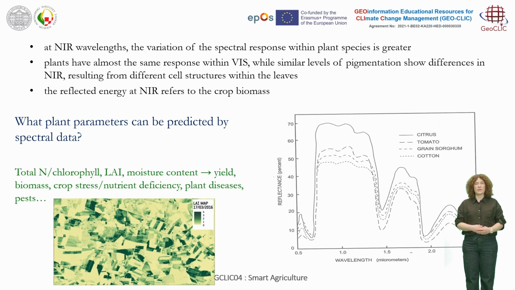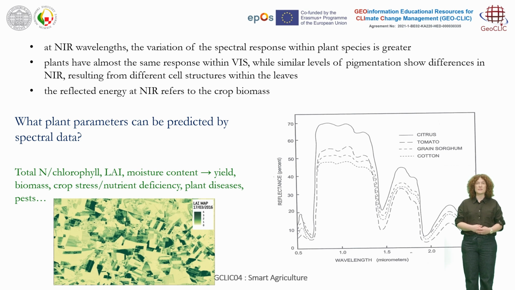At near-infrared wavelengths, the variation of the spectral response within plant species is greater, and we can actually differentiate plants according to their cell structure. And this is visible here in the near-infrared wavelengths. For example, on this graph here, we can see differences in reflectance in near-infrared according to the different plant species. Plants have almost the same response within visible, while similar levels of pigmentation show differences in near-infrared because of different cell structures. And the reflected energy in the near-infrared refers to the crop biomass.